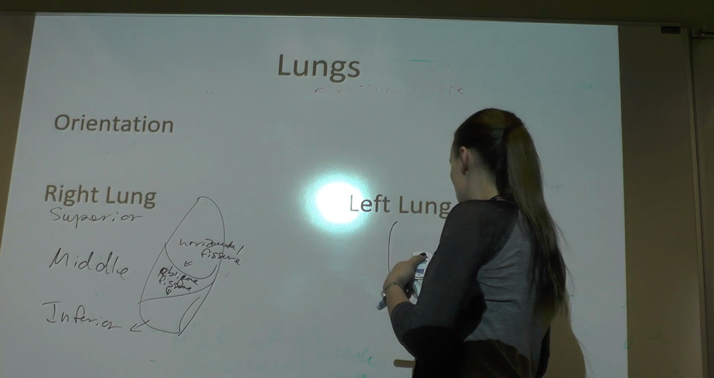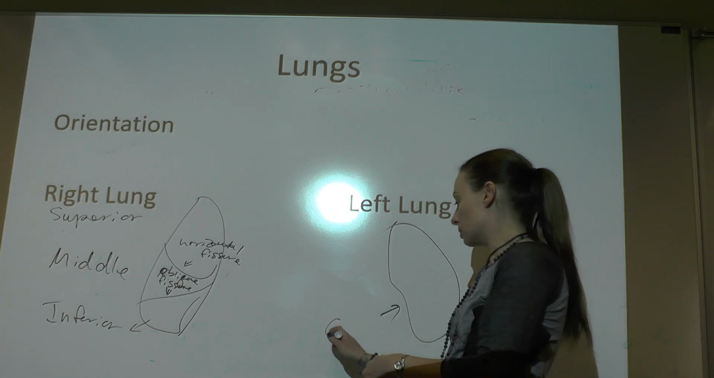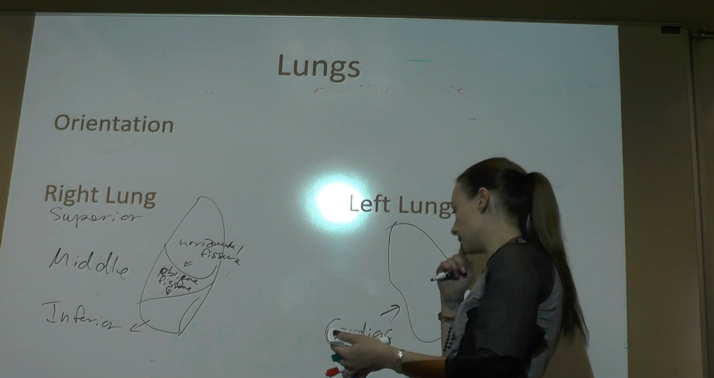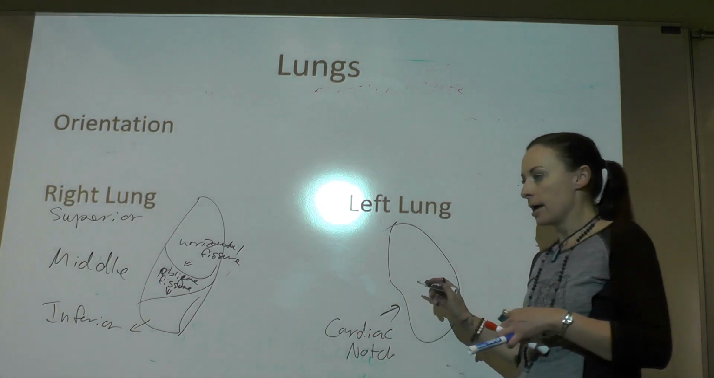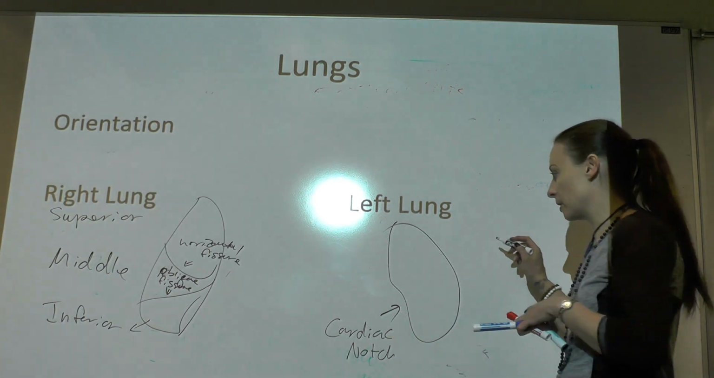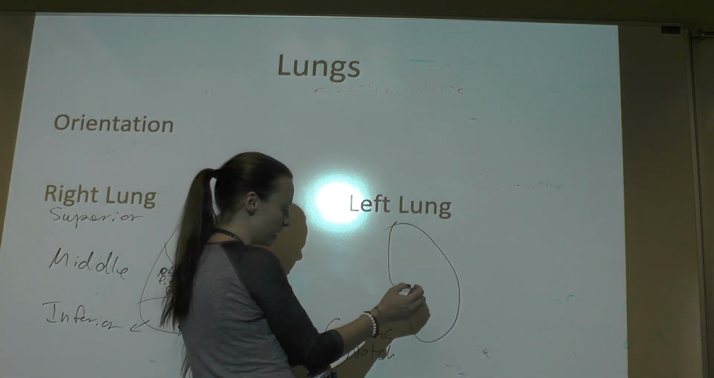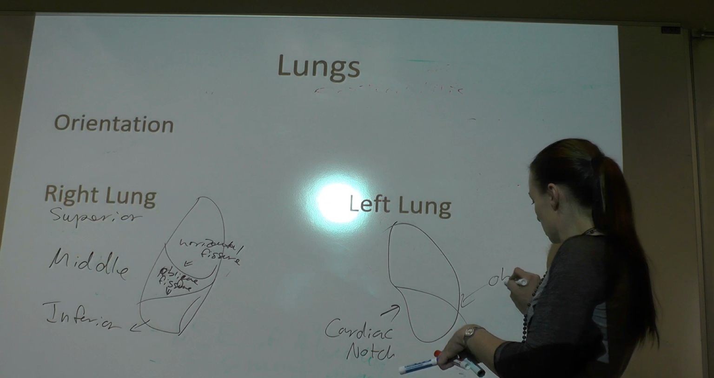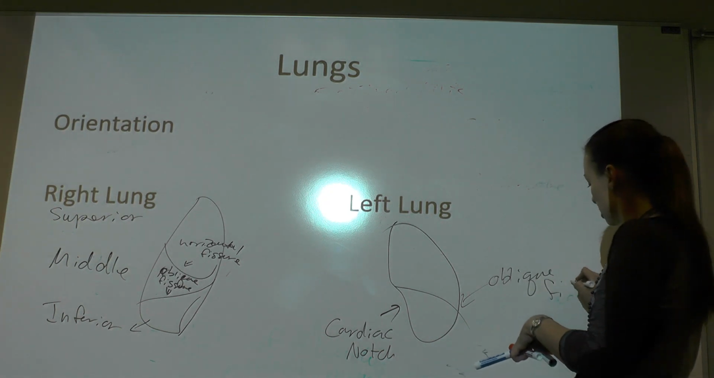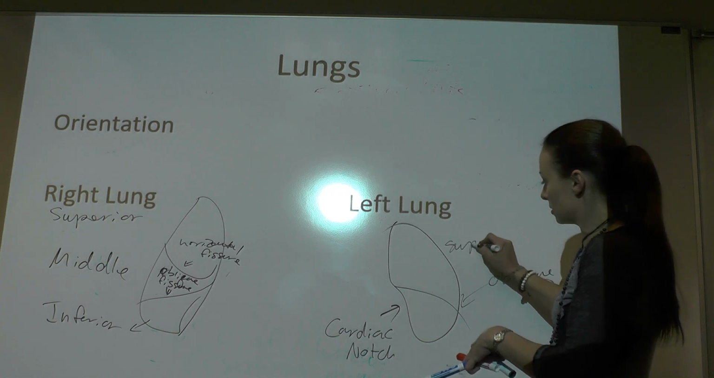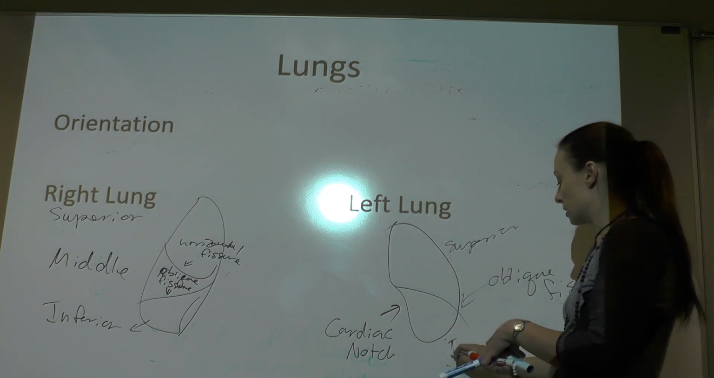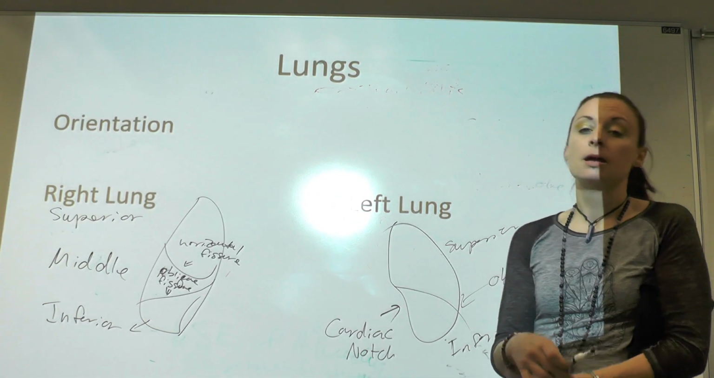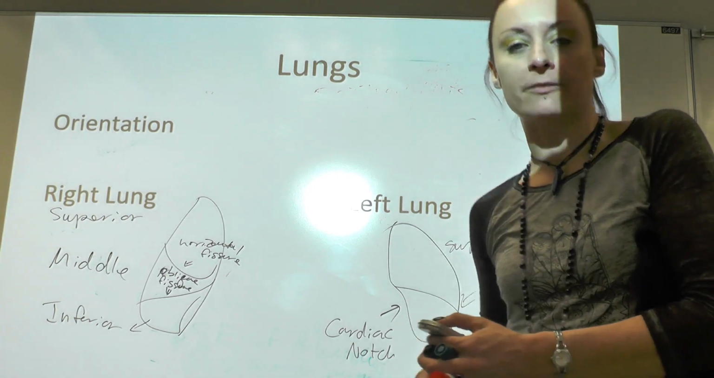Our left lung has this little spot called the cardiac notch. And that is where your heart pokes over into your left lung. And your left lung is divided into your superior and inferior lobes. So I've got superior and inferior lobes on the left side, split from each other by the oblique fissure on that side.